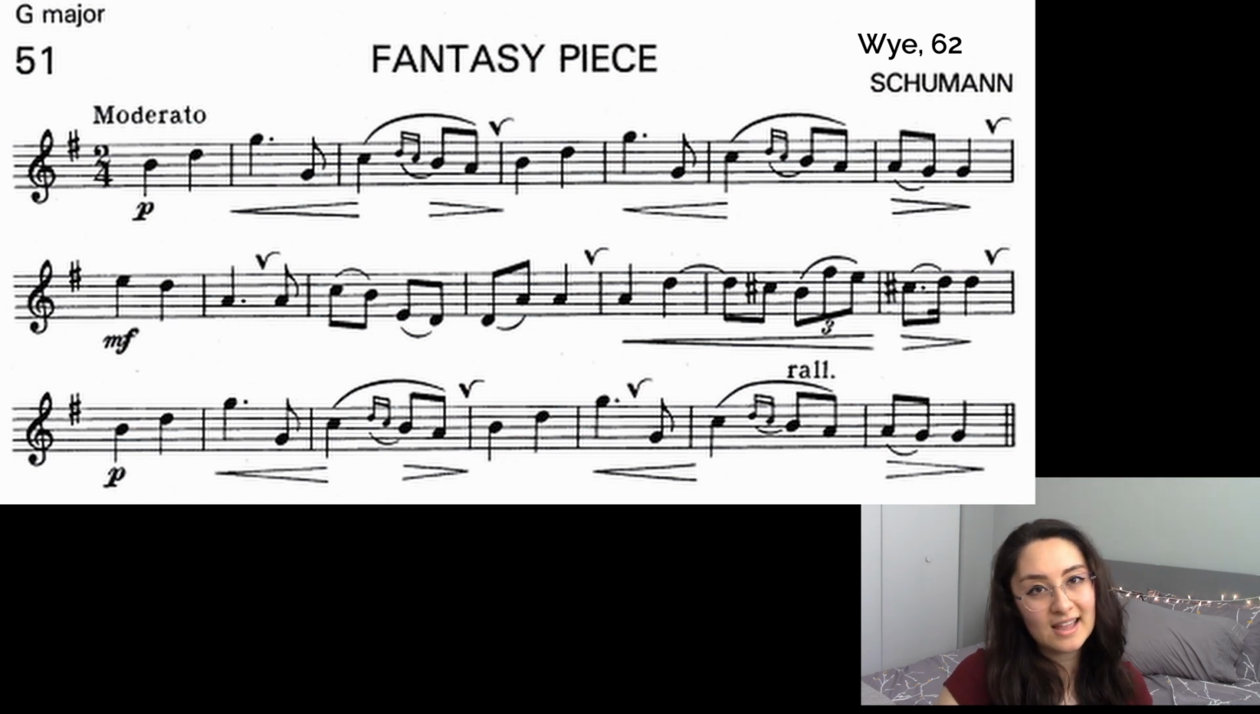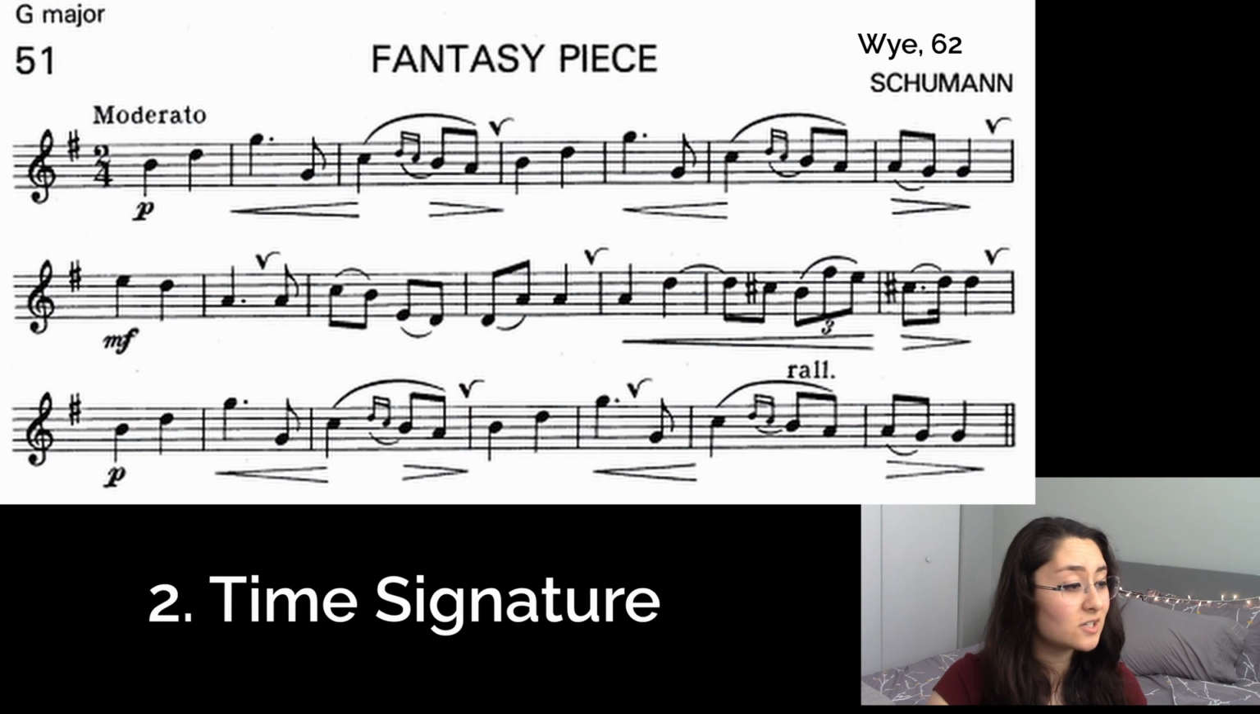The next thing we're going to be looking at is number two, our time signature. So we are in 2/4. Again, the top number tells us how many beats per bar. So that means we have two beats per bar, and then the bottom number tells us or indicates what kind of note those beats are. And again, we have 4, so that represents a quarter note. So that means we have two quarter notes per measure.